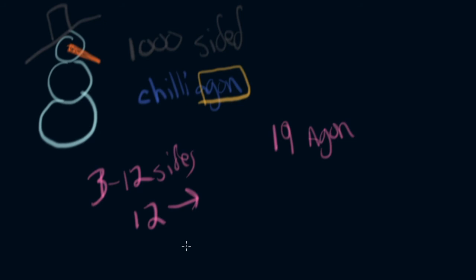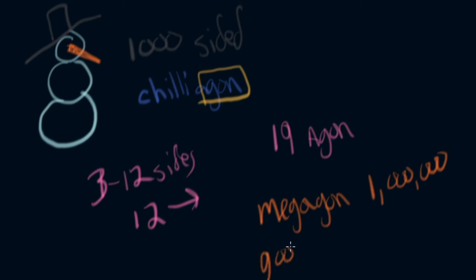But if you want to impress your friends and drop this in a conversation, say, what is a megagon? A megagon, of course, has 1,000,000 sides. And a googleagon is 10 to the power of 100. And that's just crazy numbers and that kind of stuff.